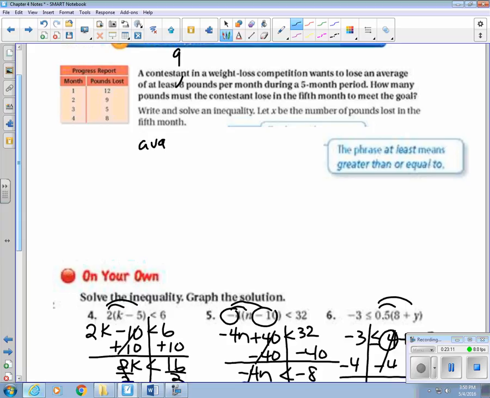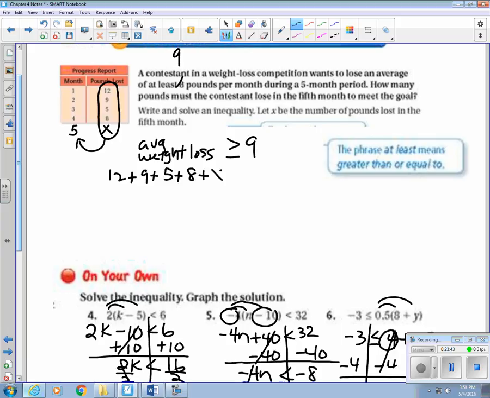The average weight loss now has to be greater than or equal to 9. How do I get the average weight loss? I add up all the pounds that we lose each month. But again, it's going to still be during 5 months. So that means I need a 5th month here. And we're looking for how much we're going to have to lose in that last month to make this average. So we have to add all these 5 numbers up and then divide it by how many months we have. So I'm going to have 12 plus 9 plus 5 plus 8 plus x divided by the number of numbers, which is 5. 5 months has to be greater than or equal to 9.